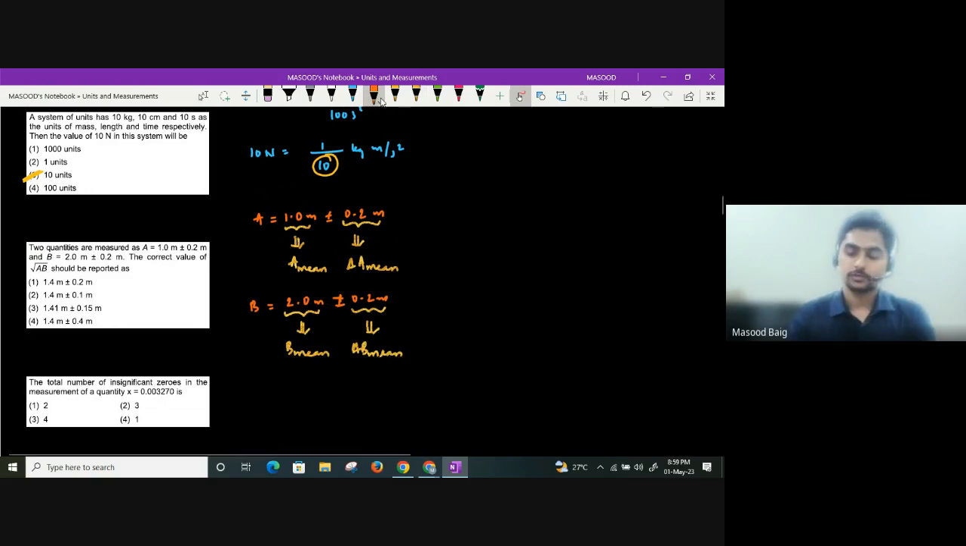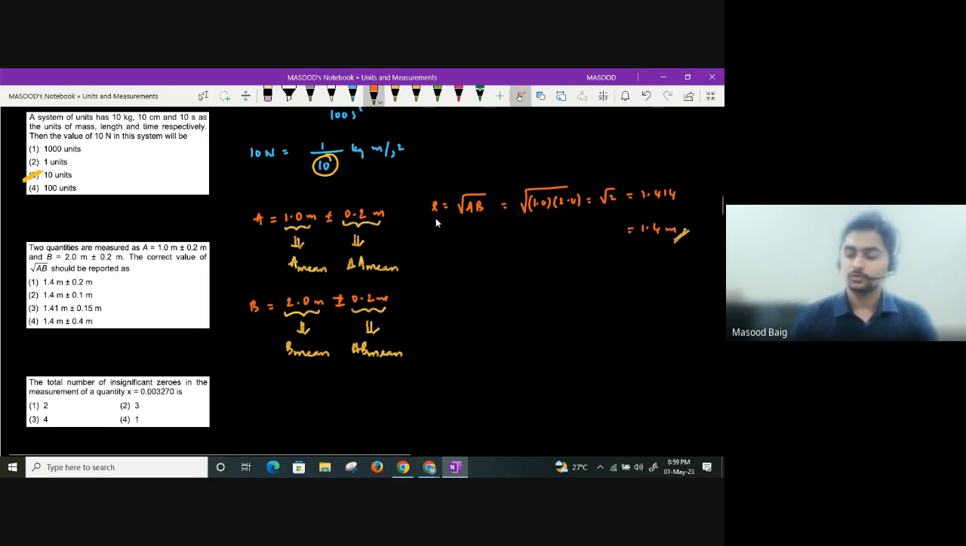So if I just want to find the value of root AB, some quantity, let us say it is Z. Mean value, if I want to find, what will I get? 1 into 2, which will be root 2, which I'll get as 1.414. You see, this is correct to one decimal place. So here also we should get correct to one decimal place, which will be 1.4 meters. This is the actual mean value, but I should also calculate the error associated with it.